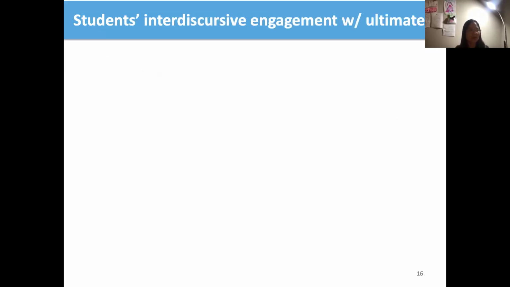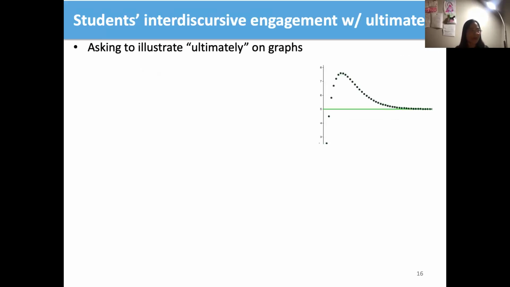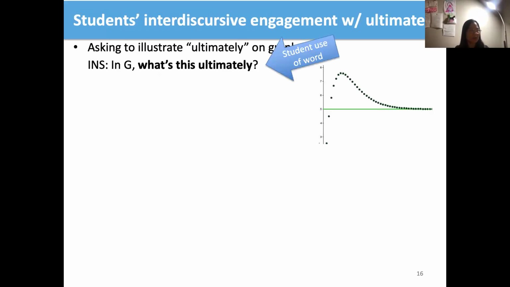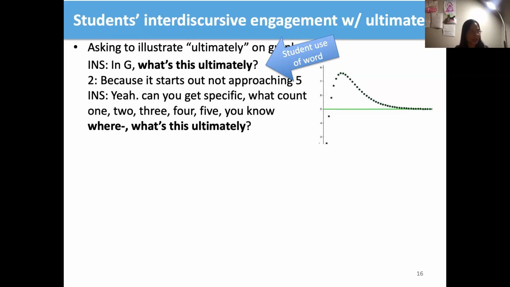And their interdiscursive engagement with that word ultimately starts from the instructor asking them to illustrate "ultimately" on graphs. He asked, "In G, what's this ultimately?" So he's using the student's word, ultimately. And student 2 said, "Because it starts out not approaching," so basically she repeated the justification for ultimately, and the instructor asked again, "Yeah, can you get specific? What counts: 1, 2, 3, 4, 5, what's this ultimately?"